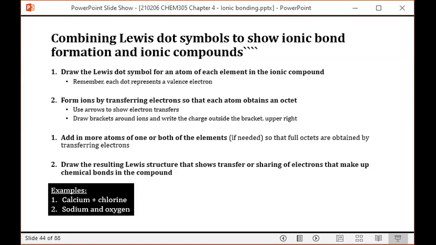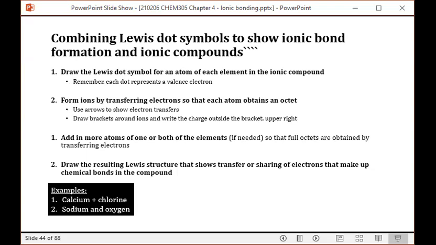And we'll use arrows to show electron transfers. And then we draw brackets around the ions and we write the charge outside the bracket in the upper right. And then if needed, we can add in more atoms of one or both of the elements so that full octets are obtained by each element involved in the reaction.